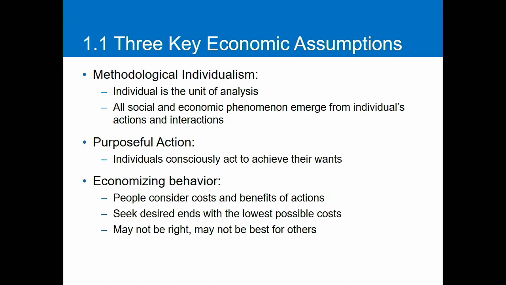And finally, economizing behavior. People consider the costs and benefits of actions. They may not write down a little cost-benefit sheet on paper and think everything out, but in general it's: how much is it going to cost me? What else can I use that money for? Is this thing good or bad? When we act, we seek the desired ends with the lowest possible cost. So if there's a quicker way to get somewhere or a cheaper way to do something, we tend to go for the cheaper one, or the shorter trip.